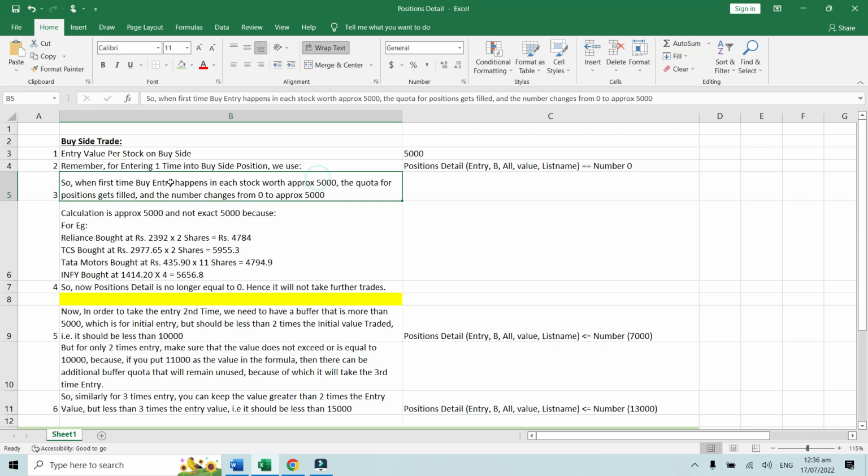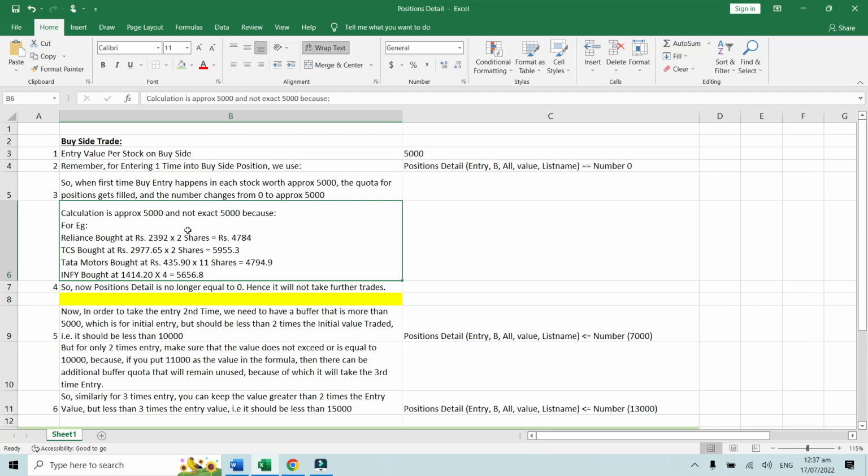So when the first entry buy happens in each stock worth approximately 5,000, the quota for positions gets filled, right? And the number changes from 0 to approximately 5,000. That is the reason why this gets filled. Now the calculation is approximately, and not accurately, exactly 5,000, because of the following trades that we can see.